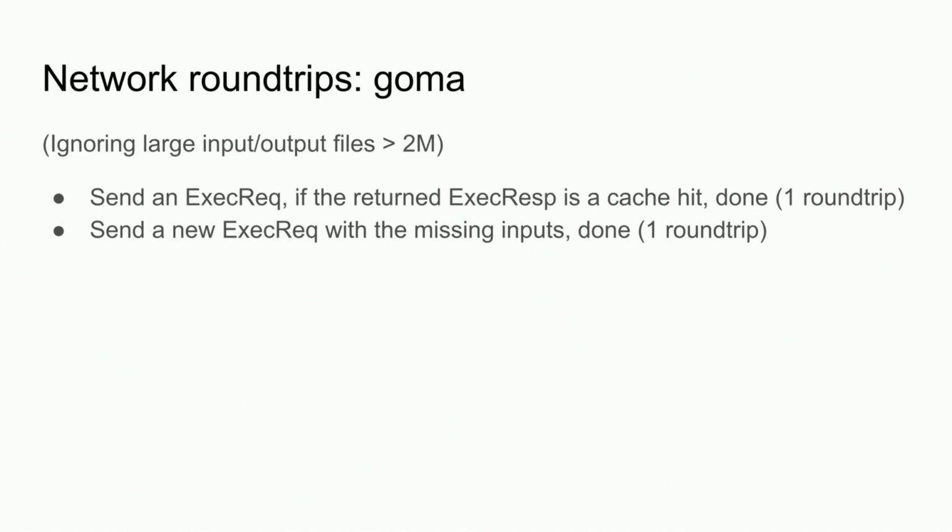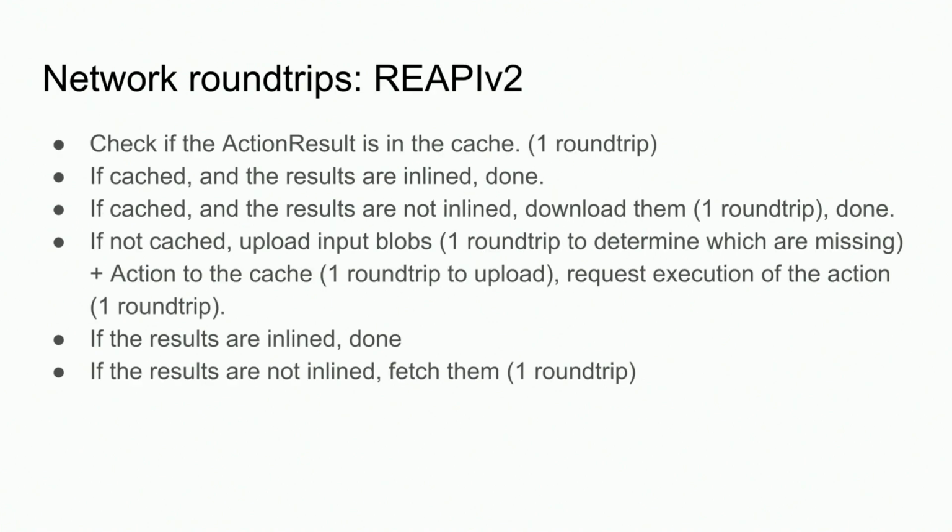In terms of Goma, there's basically a single round trip for a cache hit. On the RE API side, you basically have to check a whole bunch of things. Even in the case of a cache hit, you need to check if the results are inlined, and they're not allowed to be inlined unless the client requested it in the first place, which is fine, but I think the default should probably be flipped.